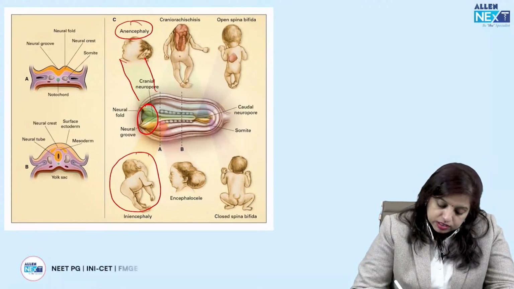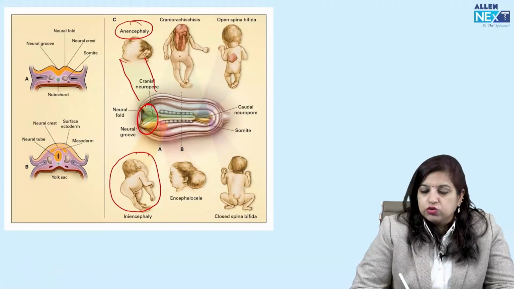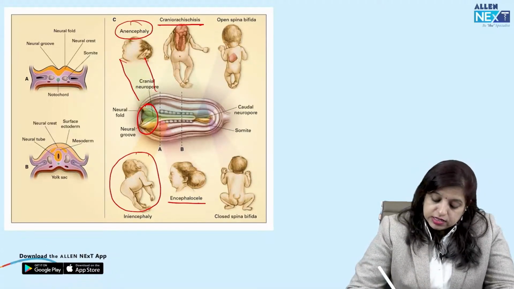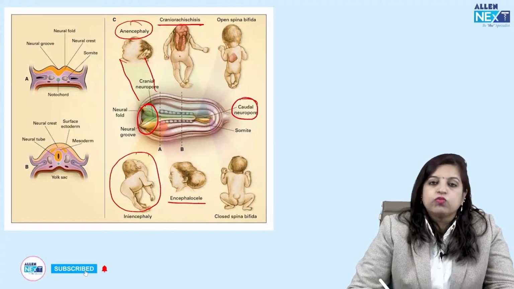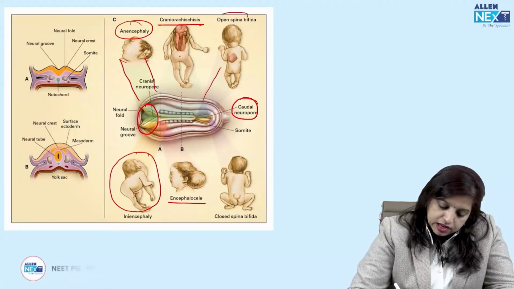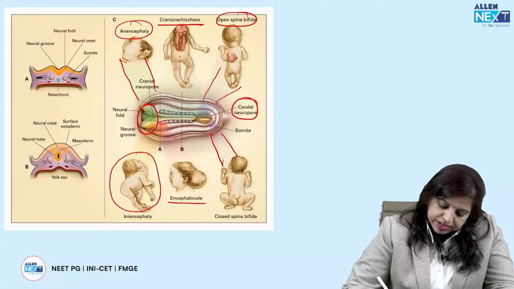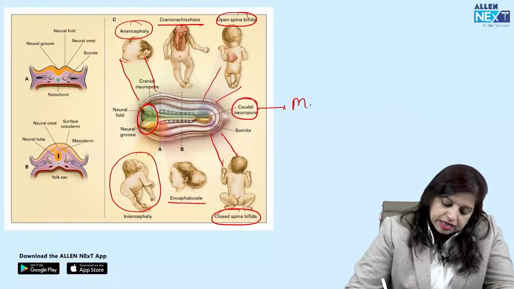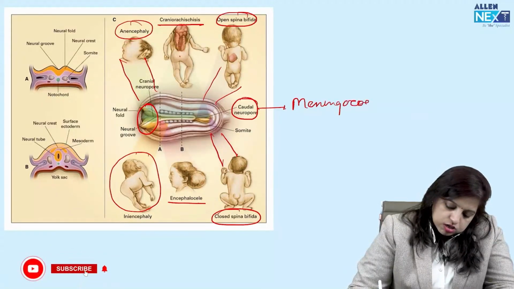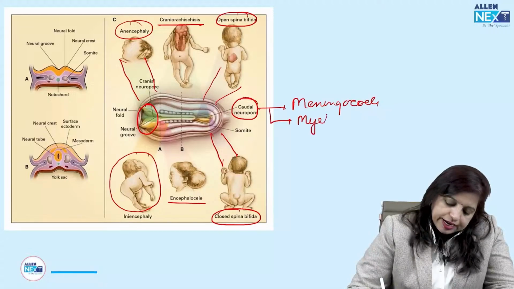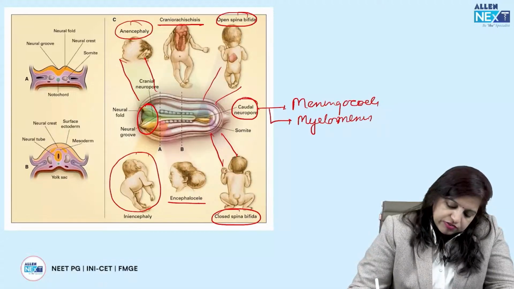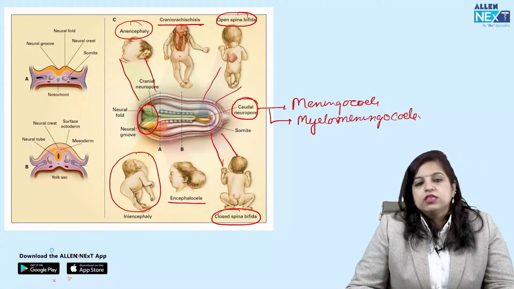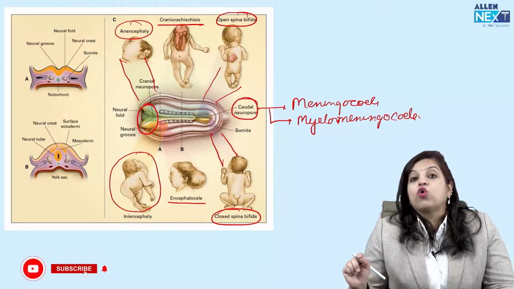When there is a problem with the failure of closure of the middle part of the neural tube, we'll have defects like craniorachischisis or encephalocele. When there's a problem with the closure of the caudal neuropore, we'll have defects like spina bifida occulta, or closed spina bifida, or we will have defects like meningocele or myelomeningocele. The idea is that if a neural tube defect is in the lower portion of the spinal cord, then it is because of the failure of the closure of the caudal neuropore.